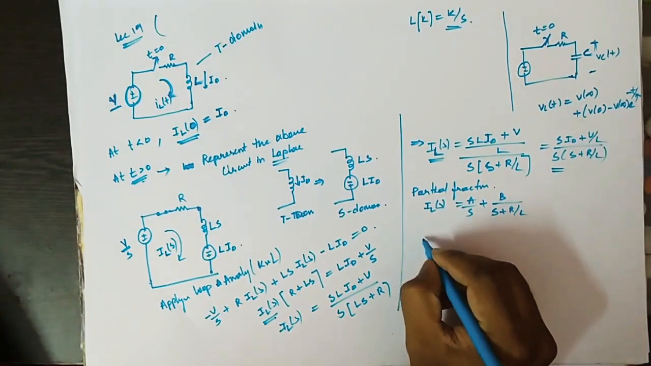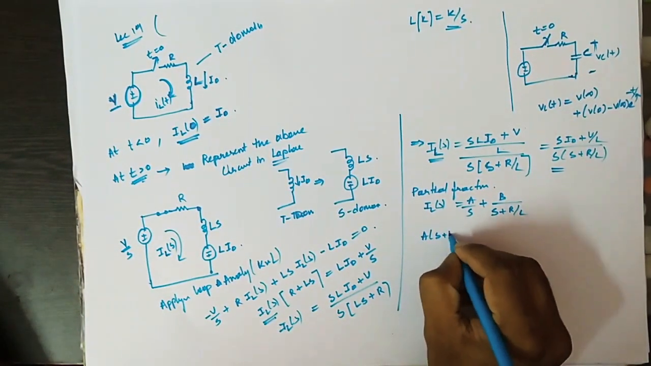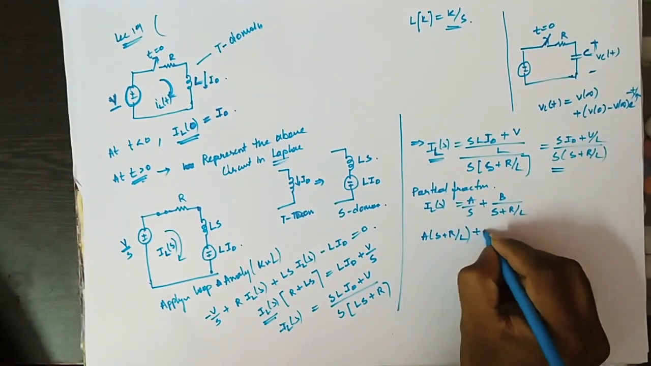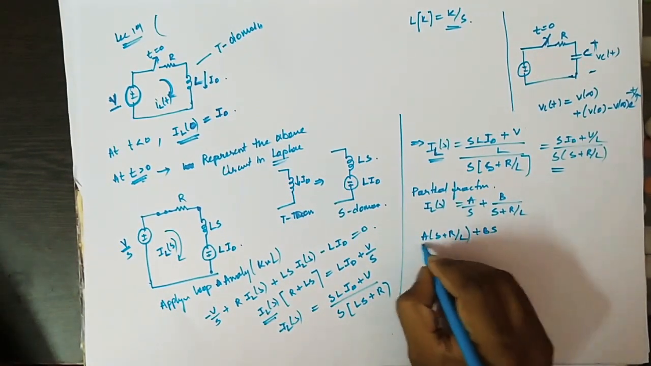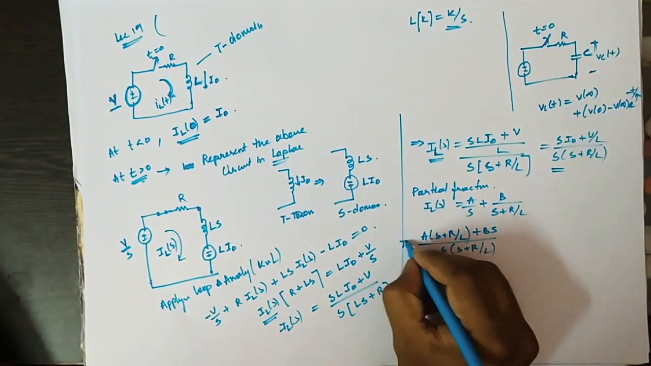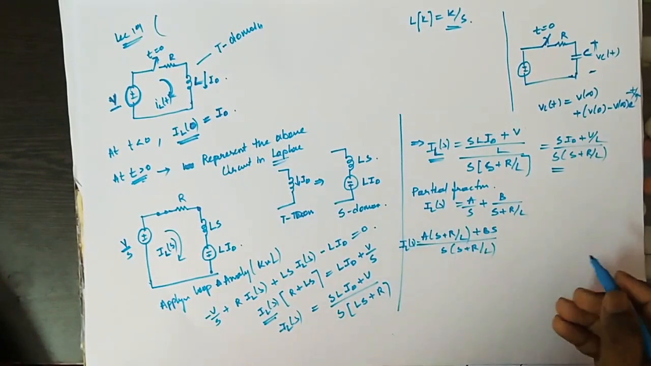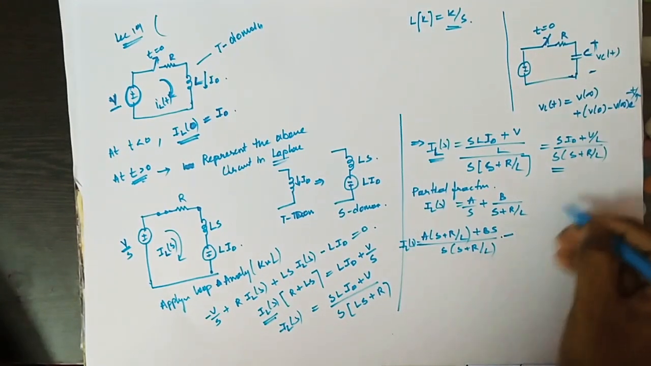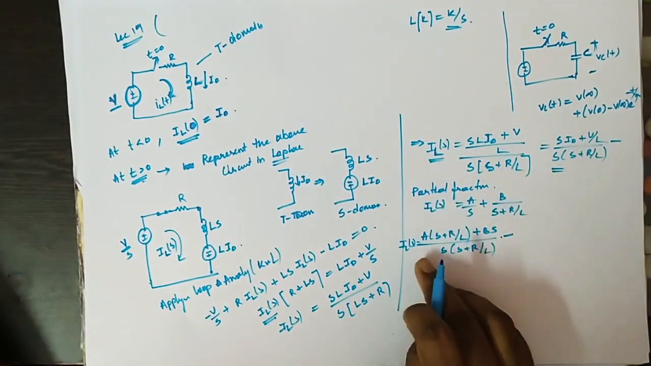Okay, take the LCM here. A into (S plus R by L) plus BS, by S into (S plus R by L). This is IL of S. Compare this equation and this one, so IL of S equals IL of S.